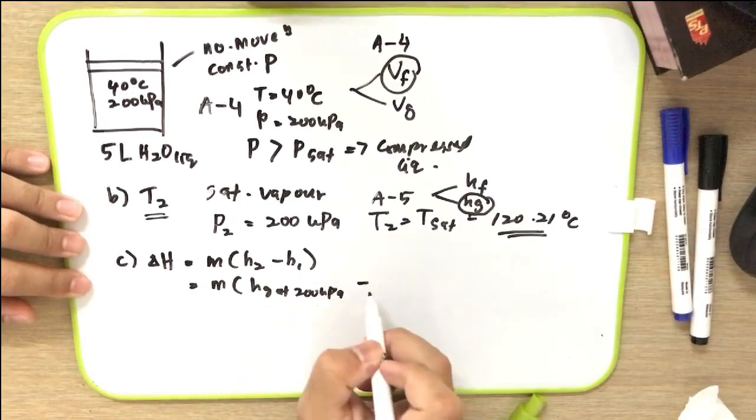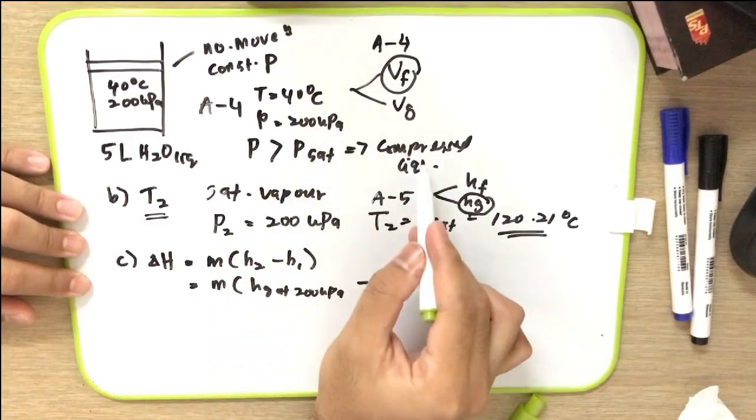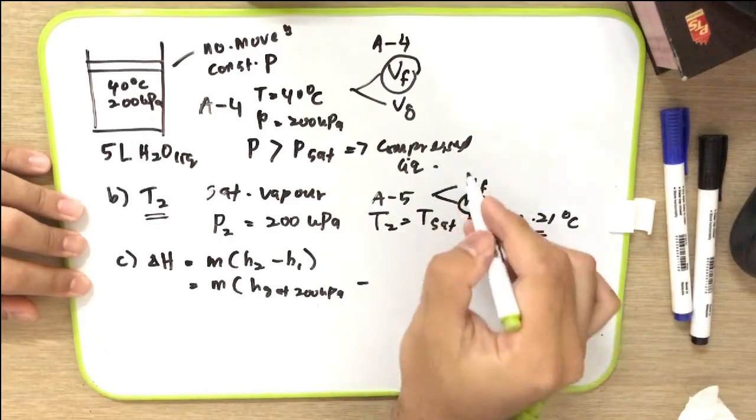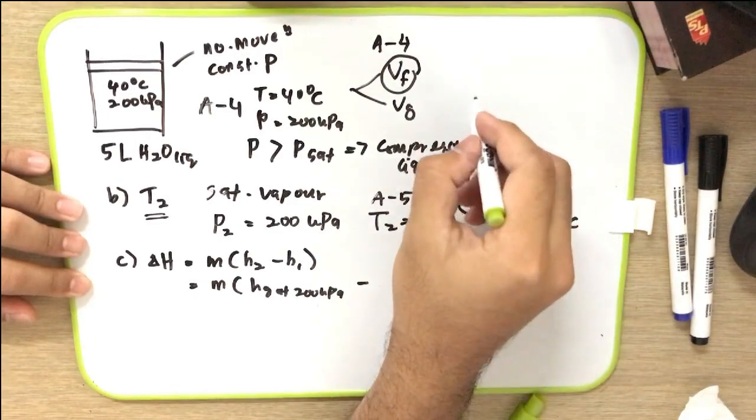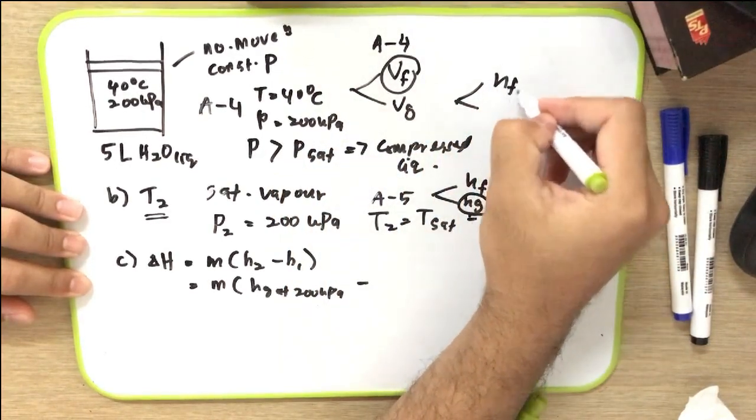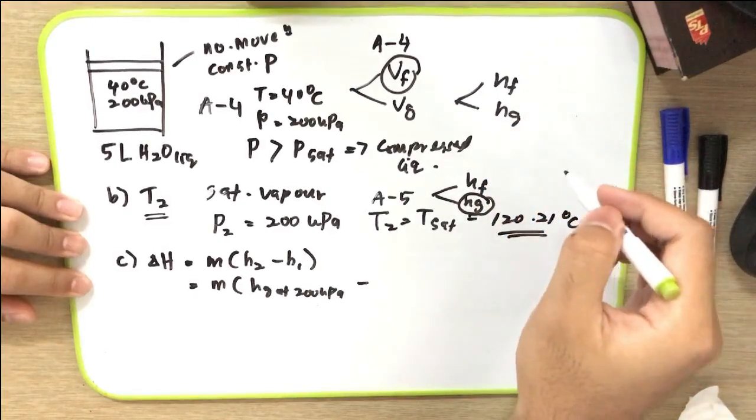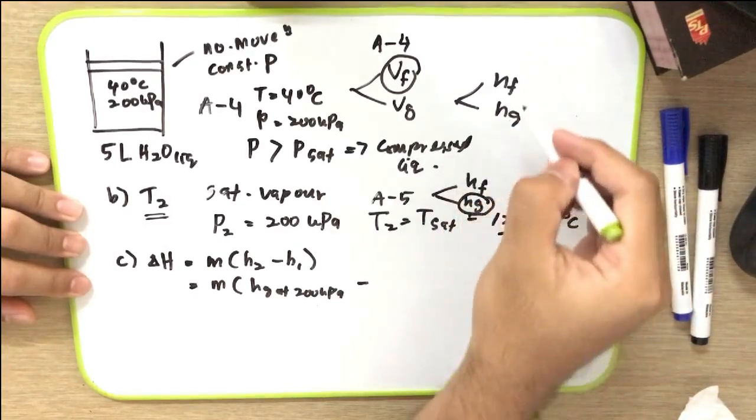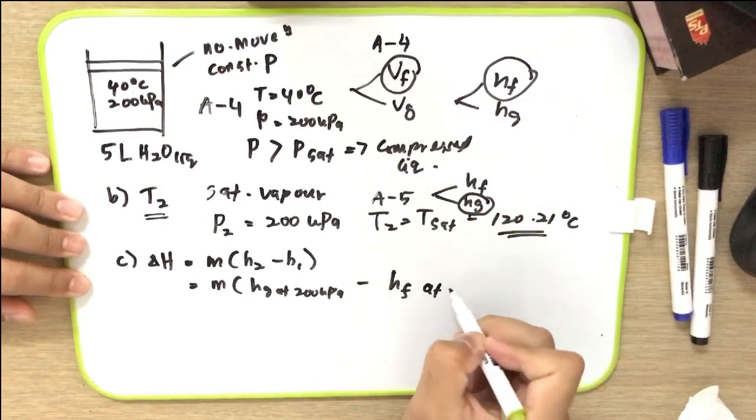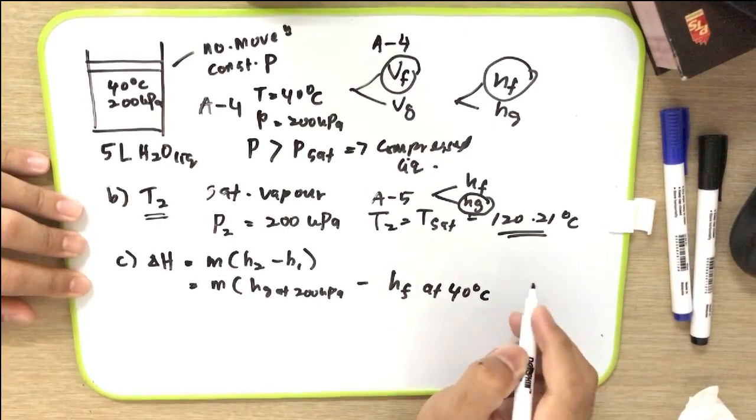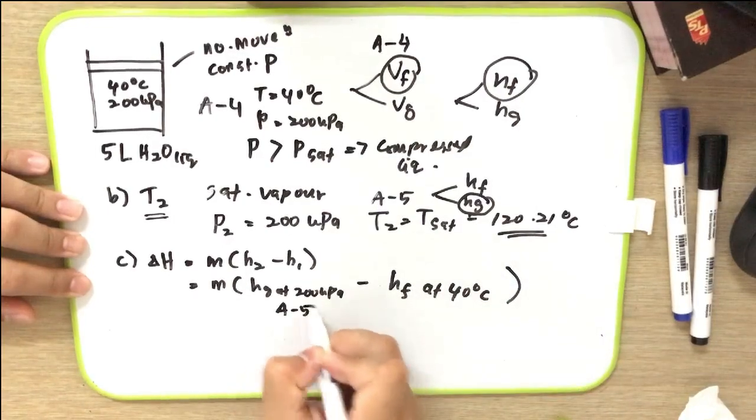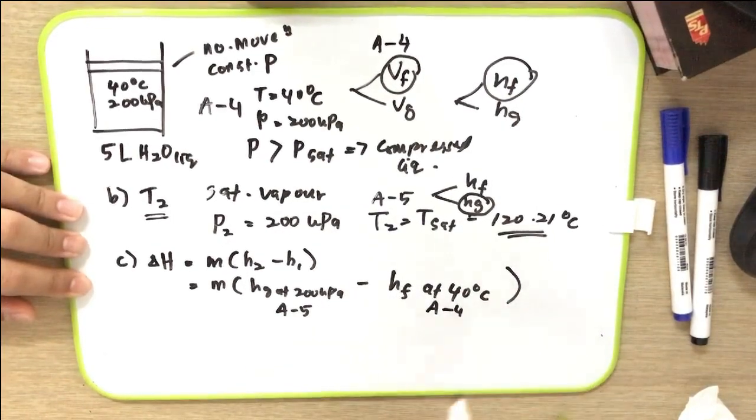How about H1? For H1, we look back here. This is compressed liquid and this is state 1. So H1 we should find from table A4 as well. We can find Hf and also Hg, and which one should we choose? Because this is compressed liquid, we need to choose Hf. So it is Hf at 40 degrees C. This one is table A5 and this one is table A4.